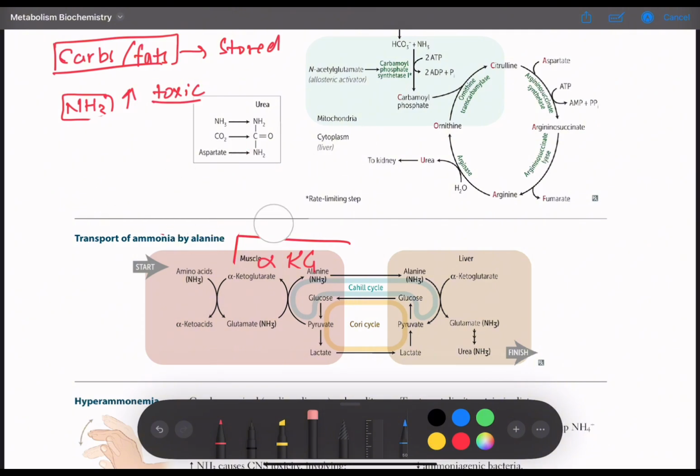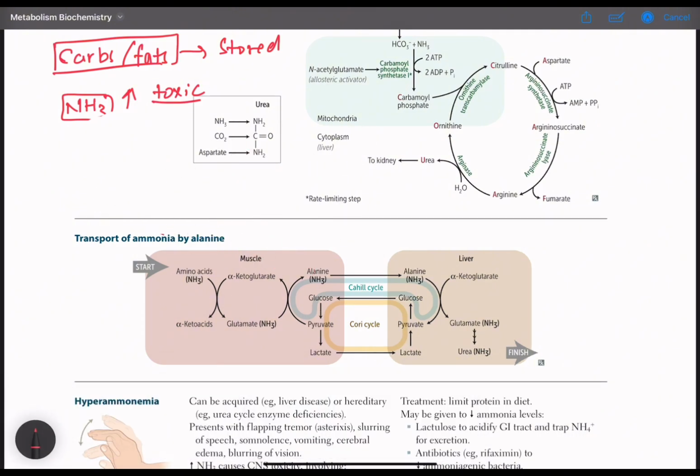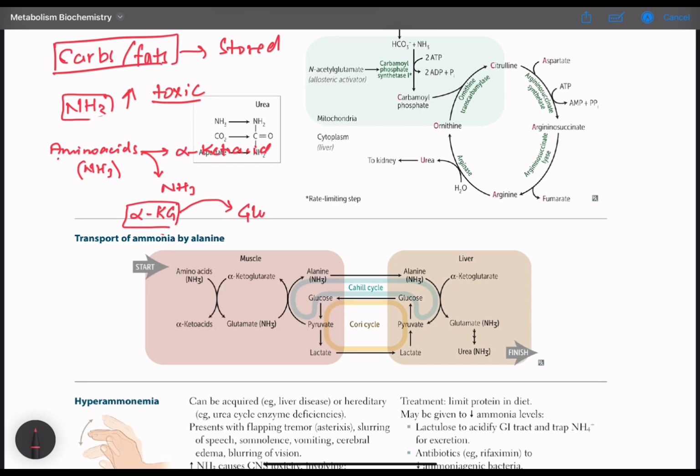Now what happens in our body? Whenever the body has an excess of amino acids, they are metabolized. For instance, we have an amino acid, it is converted into alpha keto acid, and the amino group which is lost is given to alpha ketoglutarate, and alpha ketoglutarate is converted into glutamate, and this glutamate now carries the amino group of the amino acids being metabolized.